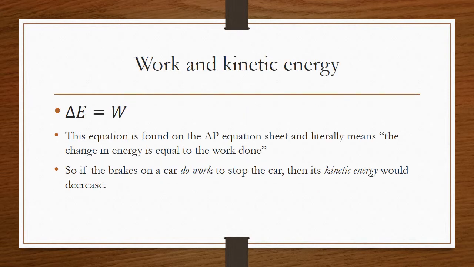More on work and kinetic energy. This equation here, the change in E equals work, is actually on the equation sheet, and it literally means that the change in energy is equal to the work done. So if the brakes on the car were to do work to stop the car, then its kinetic energy would decrease as a result of that work. Or you could do work to increase the energy using the accelerator, just like I already said in the previous slide. So the change can be a positive change or a negative change depending on if the kinetic energy is increasing or decreasing.